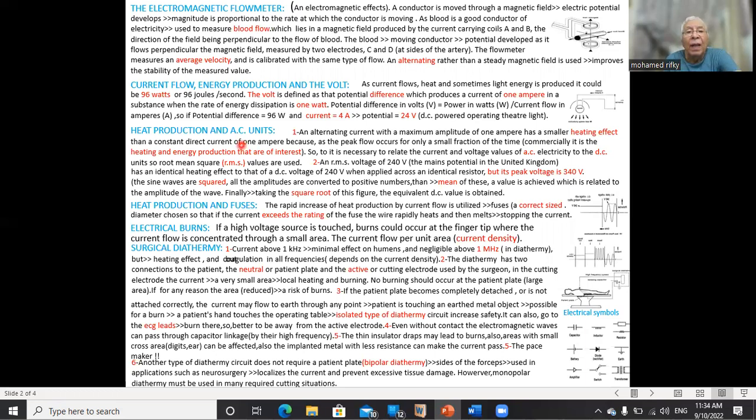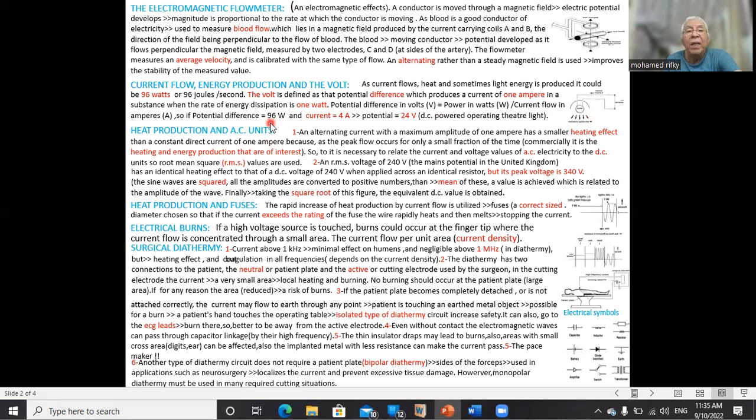Now we come to heat production and alternating current units. Before this, I'm sorry, we're going to discuss the current flow, energy production, and the volt. We can see from the diagram, which I will show later in a bigger figure, where we can define the meaning of the volt.